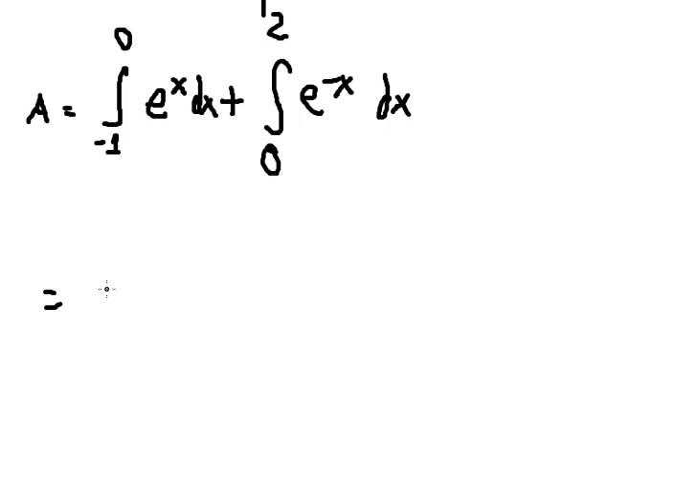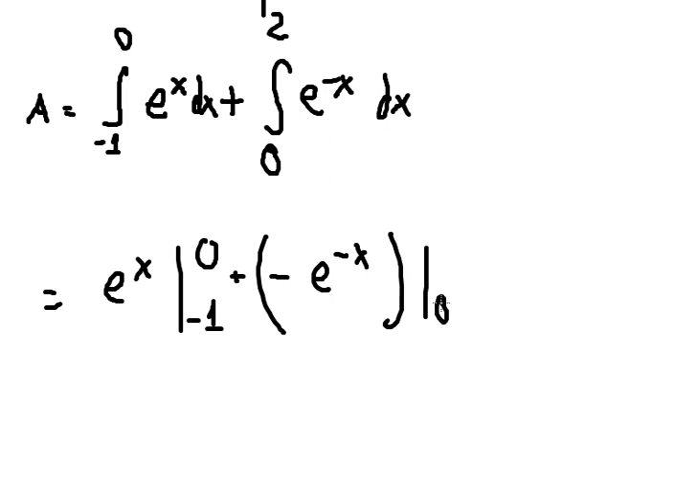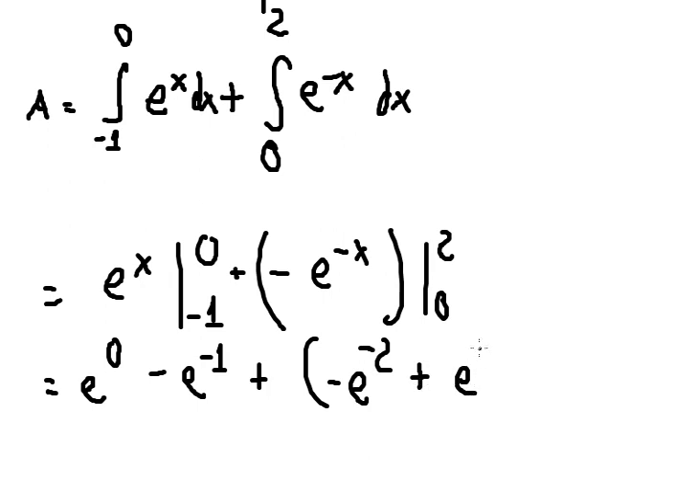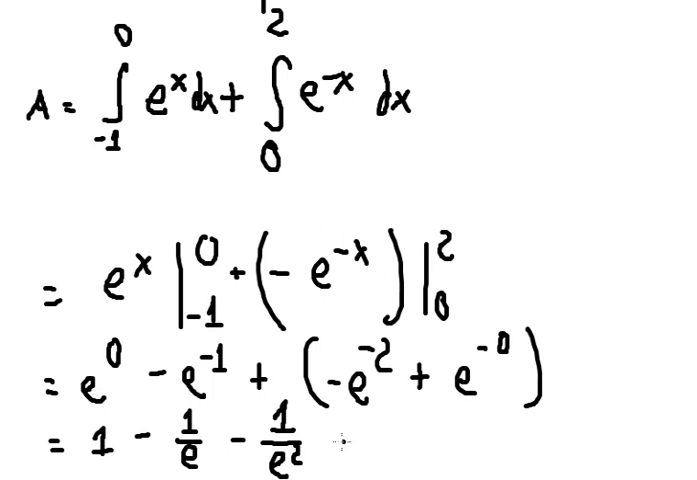The integration of this one, we have e to the power of x from negative 1 to 0. This one we have negative e to the power of negative x from 0 to 2. And now we have the final answer in here. So we calculate this one and we have it like this. So 1 plus 1 we have 2.